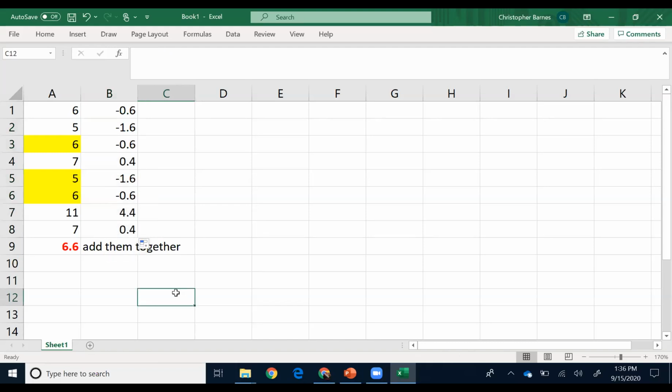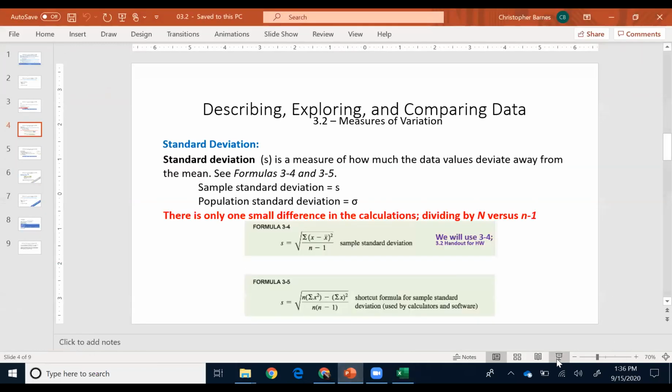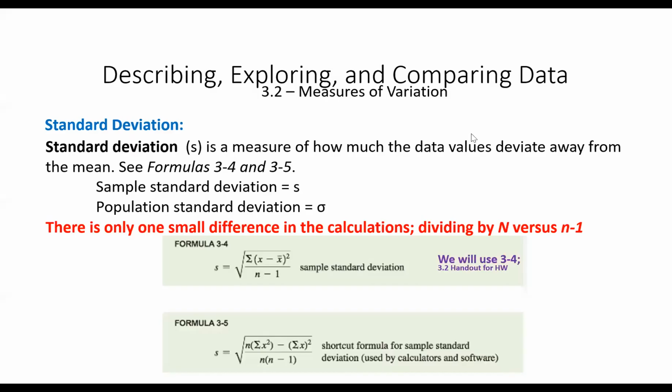Now, this is not the standard deviation, but I want you to be able to look at this definition of what a standard deviation is. Standard deviation is a measure of how much the data values deviate from the mean. That's what deviate away from the mean means. That's kind of weird, right? But looking at the standard deviation, X is the values that we just did. We had 11 for my name, 6 for someone else's name, 5 for someone else's name. X bar is the mean.